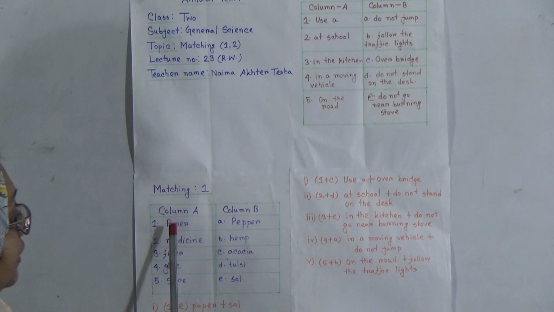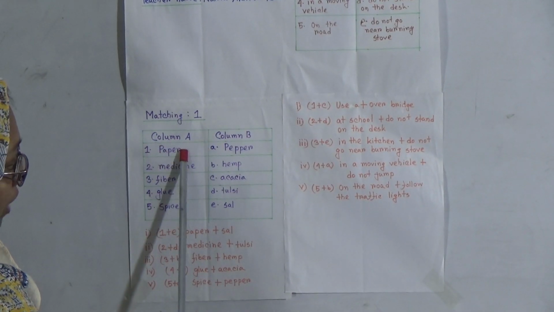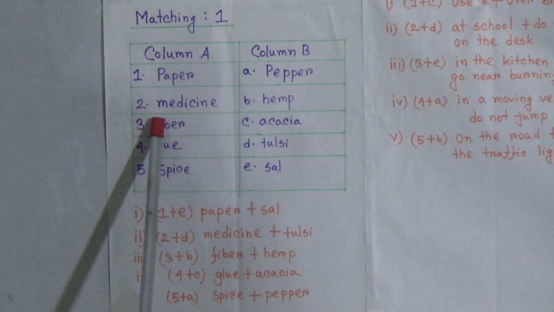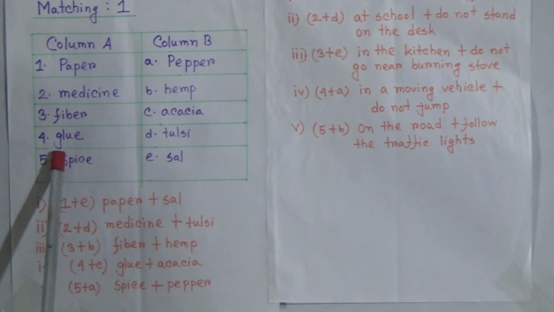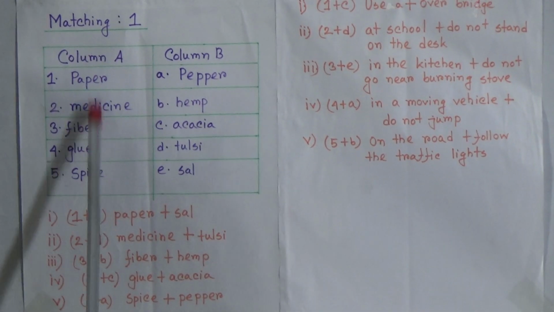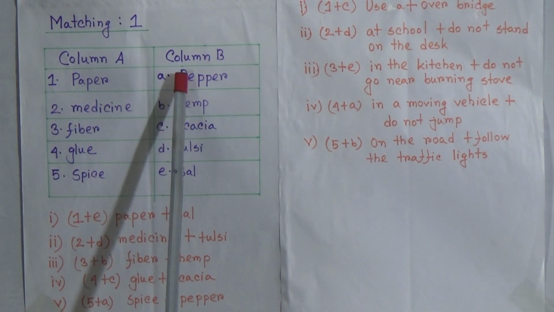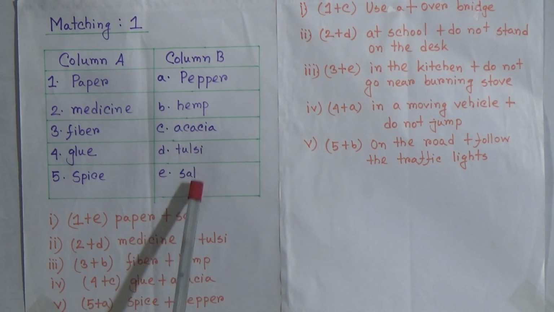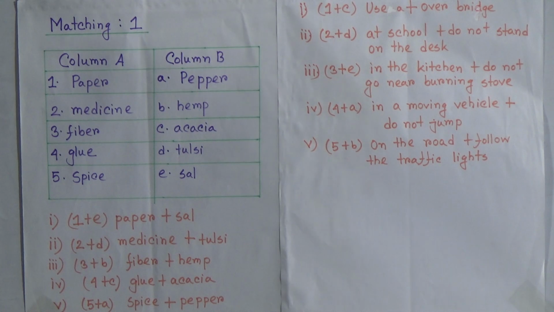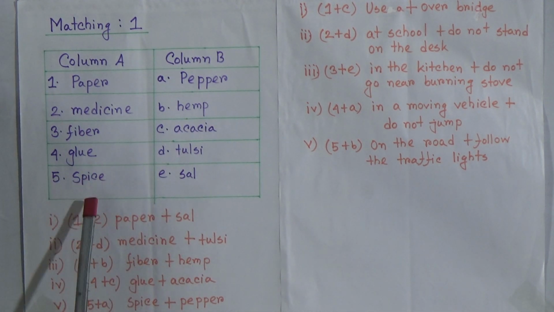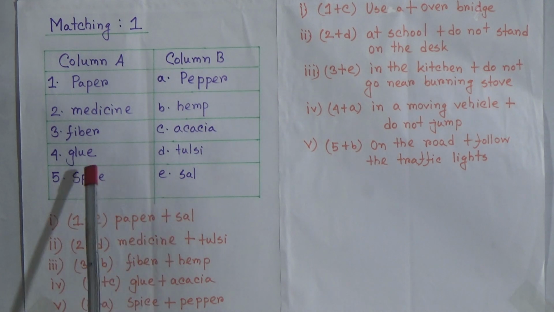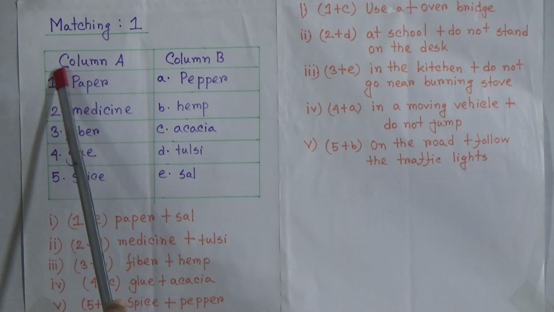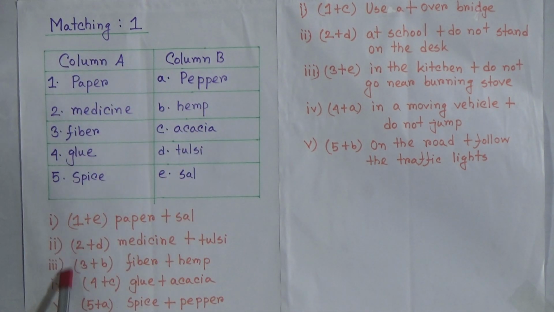Here there are two columns, column A and column B. In column A, look here, paper, medicine, fiber, glue, spice, etc. are given, and in column B, paper, hemp, acacia, tulsi, shal, etc. are given. When you want to answer the matching, you have to write like that. You can't match in cross section. You have to write like that.